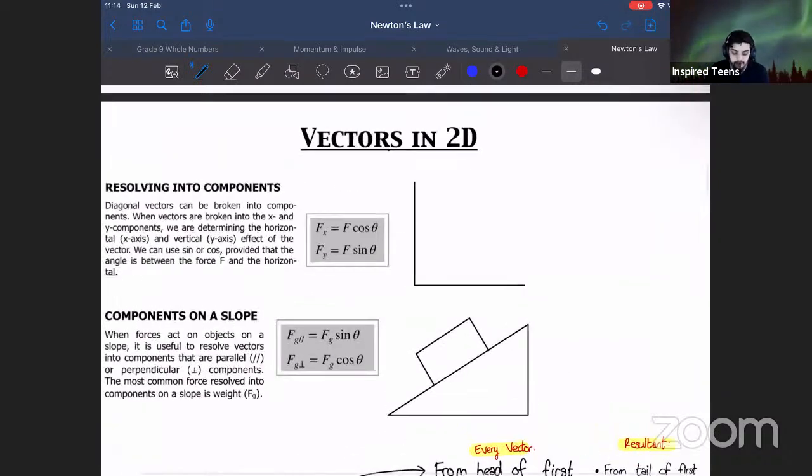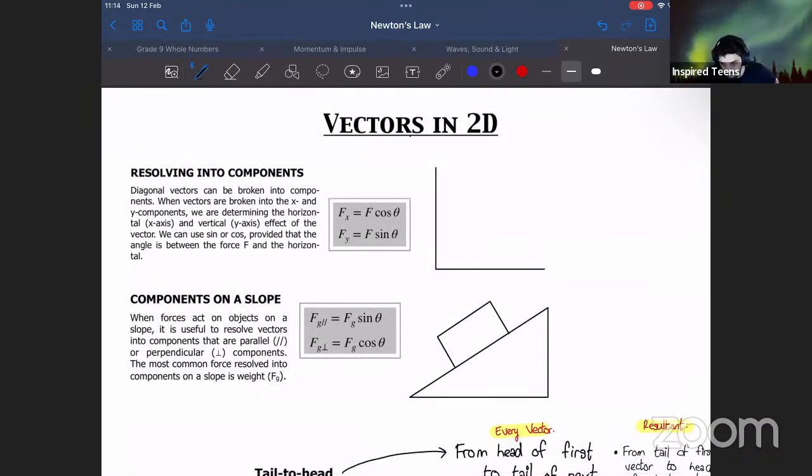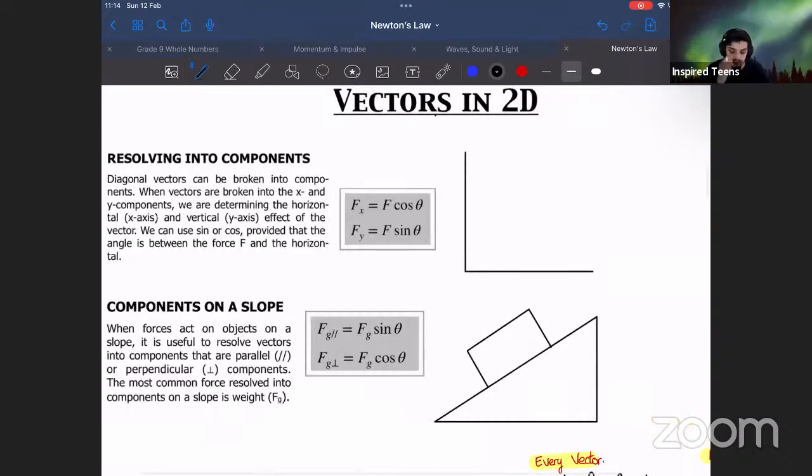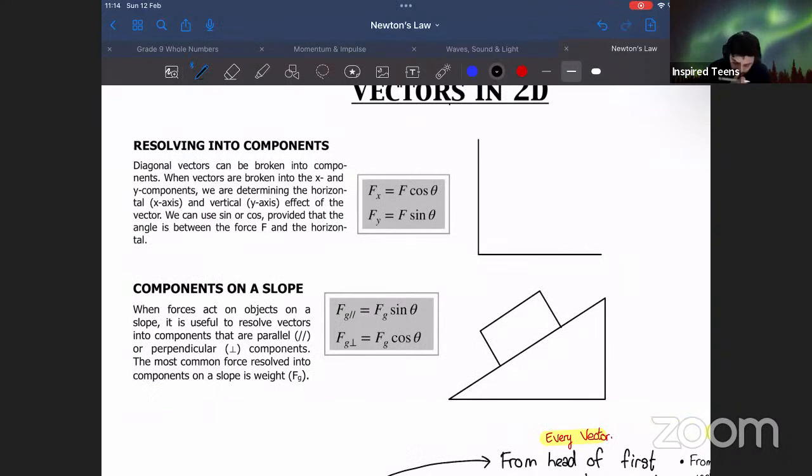Okay, let's go back, and again we're going to talk about vectors in 2D, resolving it into its components. So the first thing is, let's just read what they say. Diagonal vectors can be broken down into components. When vectors are broken into the x and y components, we are determining the horizontal and the vertical effect of the vector. We can use sine or cosine, provided that the angle is between the force and the horizontal.